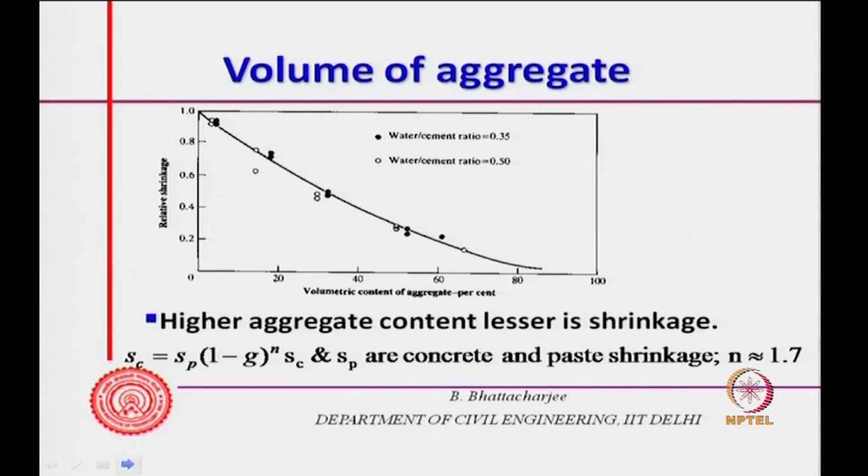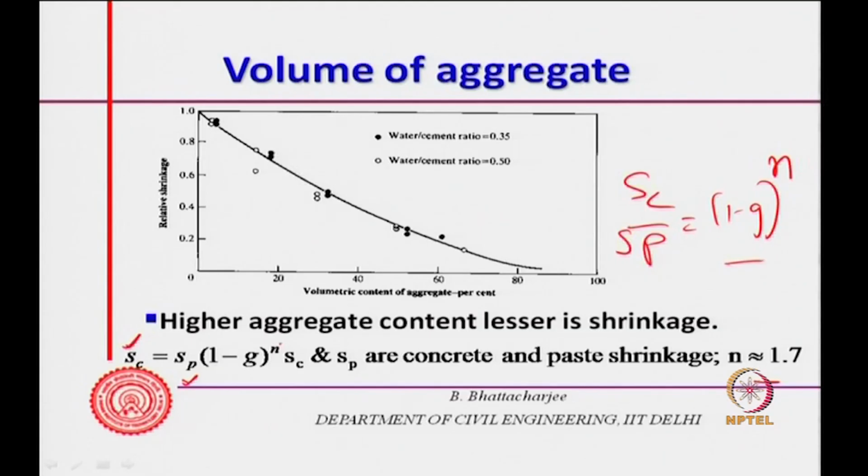Now, one can look into a simple empirical equation. The shrinkage of concrete can be related to the shrinkage of paste as S_c / S_p = (1 - g)^n, where g stands for aggregate content and n stands for a value of 1.7. It is a kind of least-squares fit, trying to fit an empirical equation. It is a nonlinear curve.